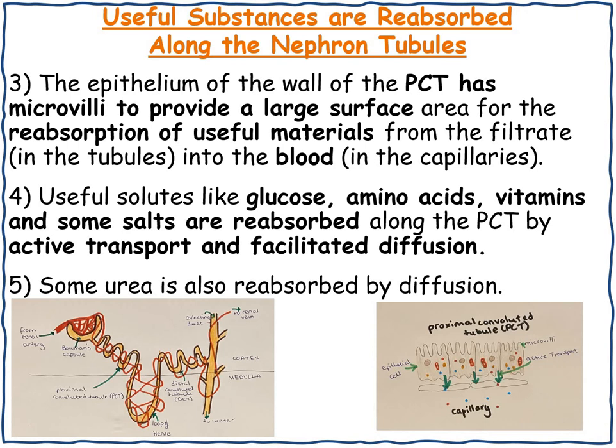The epithelium of the wall of the proximal convoluted tubule has microvilli to provide a large surface area for the reabsorption of useful materials from the filtrate in the tubules into the blood in the capillaries. Useful solutes like glucose, amino acids, vitamins, and some salts are reabsorbed along the proximal convoluted tubule by active transport and facilitated diffusion. Some urea is also reabsorbed by diffusion, but most of it will go out through the urine. You can see here the microvilli on the epithelial cells of the proximal convoluted tubule, which increase the surface area, and some things will be reabsorbed either by active transport or facilitated diffusion.